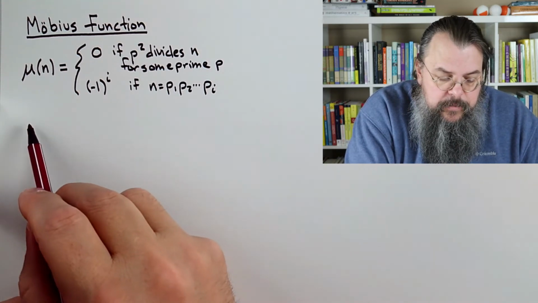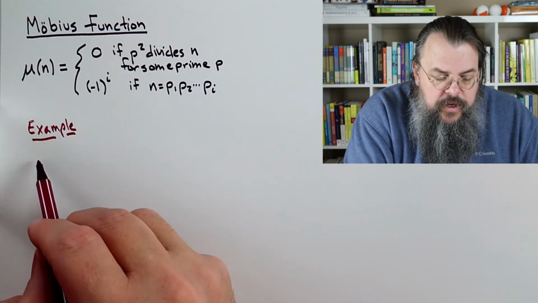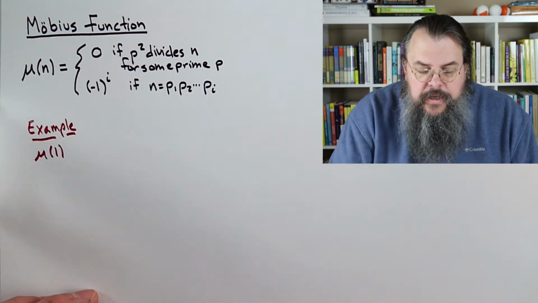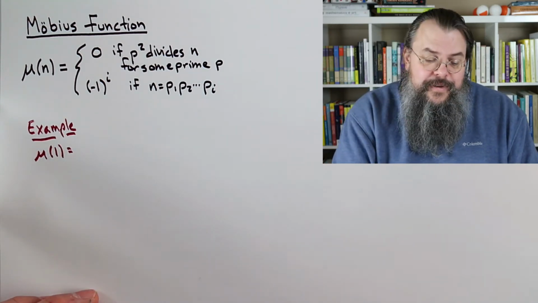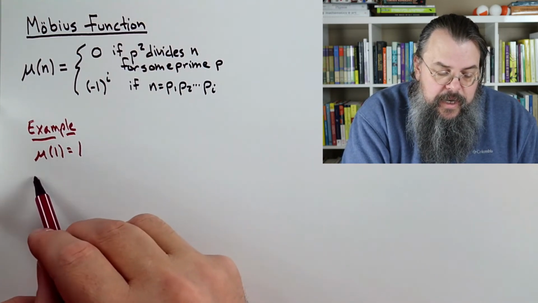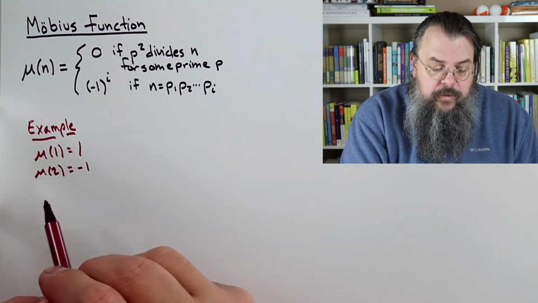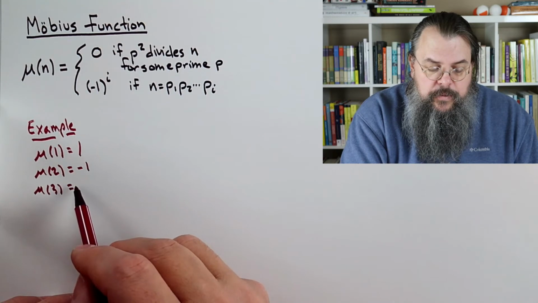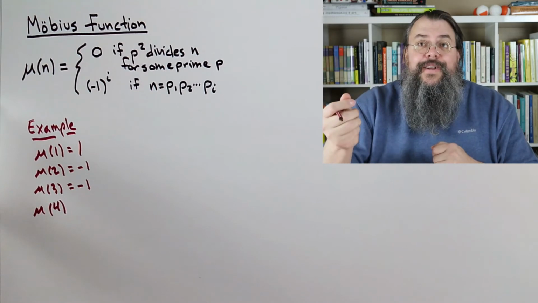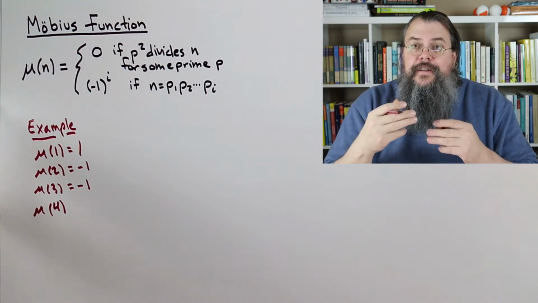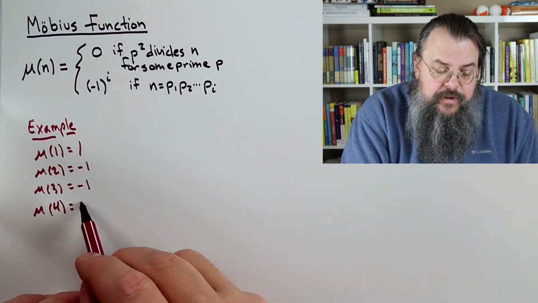Let's try some examples, because it's good to practice. And we should note, for 1, what do we get? Well, there's no primes that divide, 0 primes. So -1 to the 0 is 1. Okay, how about for 2? Well, just 1 prime, so that's -1. 3, just 1 prime, that's -1. 4, well, notice 4 is 2 squared. Well, that means that we're in the case where there's some square prime dividing it, and so we get 0.